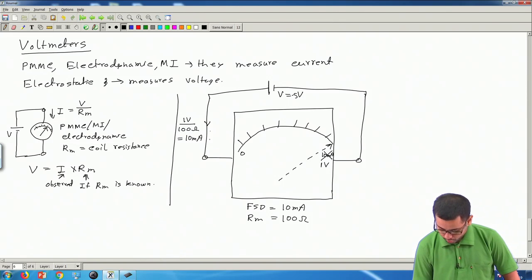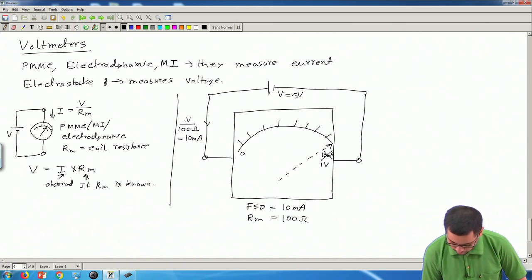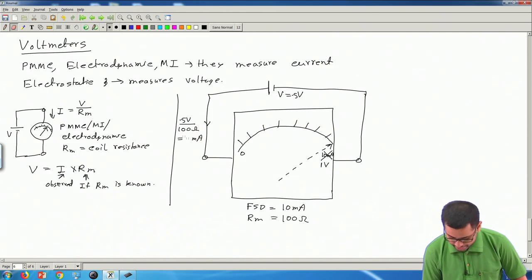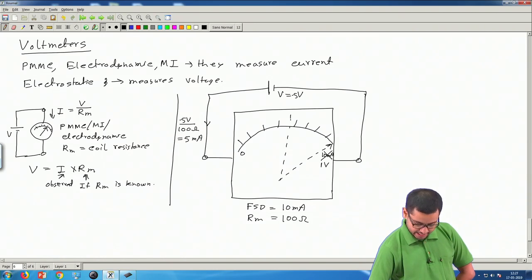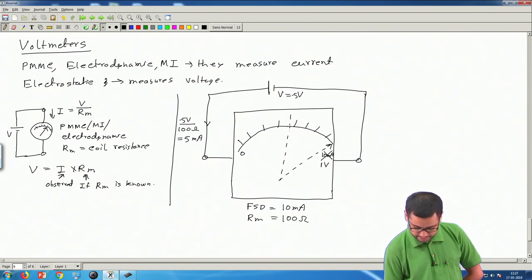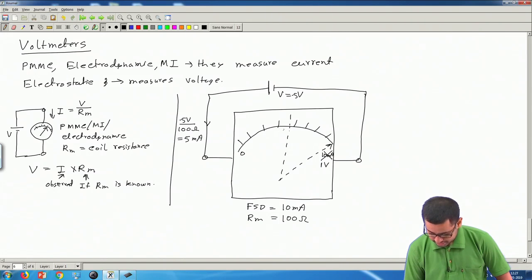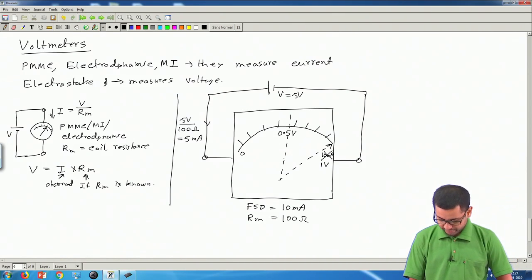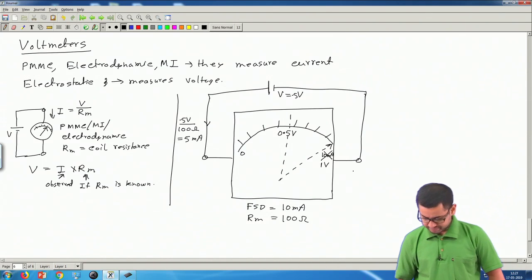Now similarly, if I apply 0.5 volt, then the current that will flow here will be 0.5 volt divided by 100 ohm. So this will come out to be 5 milliampere. So the pointer will be here at the center. So the center point, I can therefore mark as 0.5 volt, instead of writing it in terms of current like 5 milliampere. So this way I can get a voltmeter.